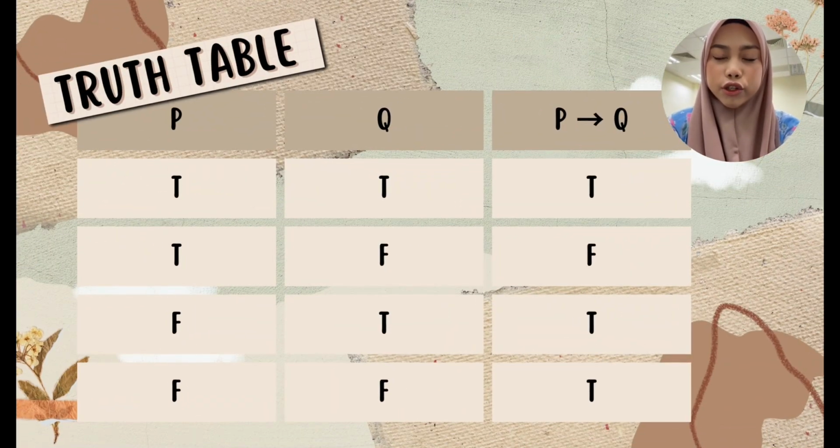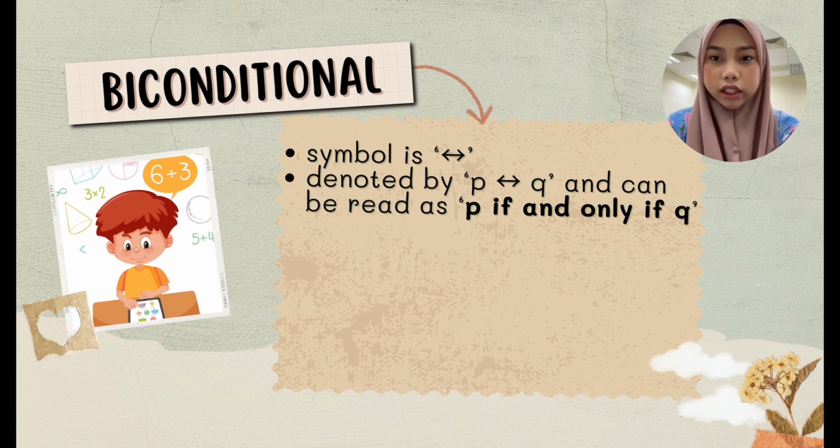Okay, so this is truth table for conditional. For conditional, if P true, Q false, P implies Q will be false. Others will be true. For example, P true, Q true, P implies Q will be true. P true, Q false, P implies Q will be false. P false, Q true, P implies Q will be true. P false, Q false, P implies Q will be true. Okay, so next is biconditional.